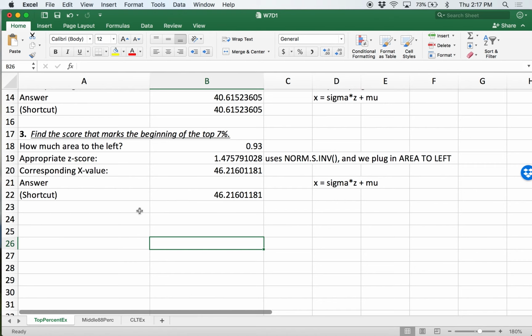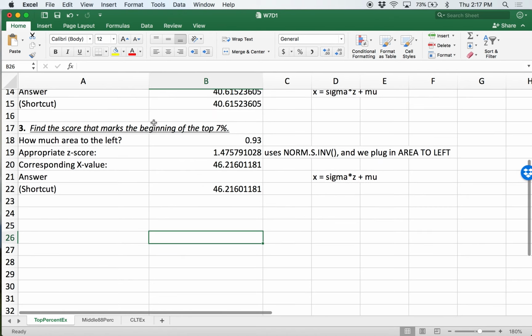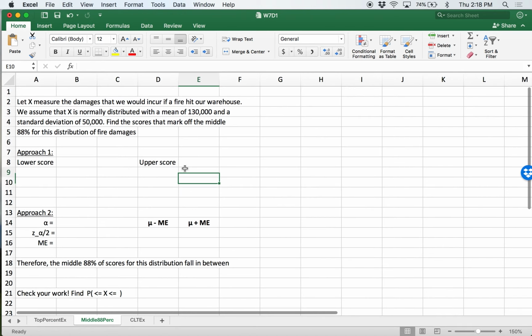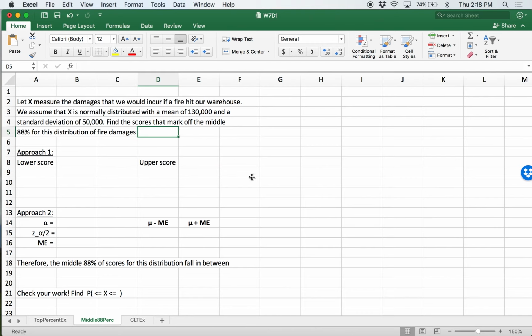Okay, so let's jump over to our Excel sheet. We're going to click onto our next sheet here, middle 88%, and we're going to do the following example. So we have X measuring the damages that we would incur if a fire hit our warehouse. We assume it's normally distributed. Here we have a mean of 130,000. I'm just going to put this in a separate cell, so if I want to, I can cell reference this. A standard deviation of 50,000. And what we want to do is find the scores that mark off the middle 88% for this distribution of fire damages.